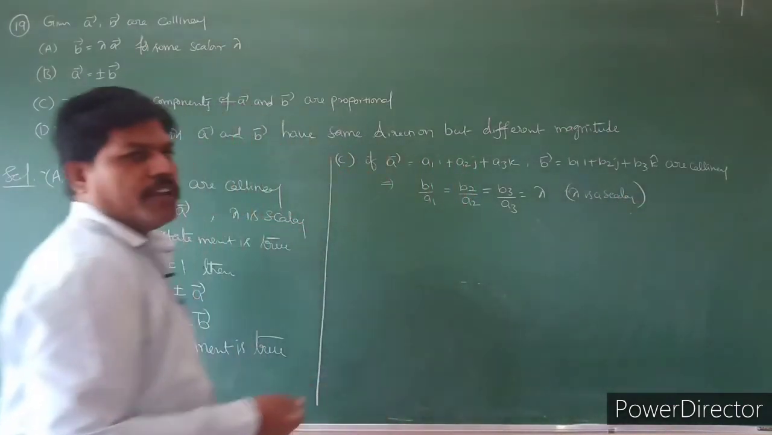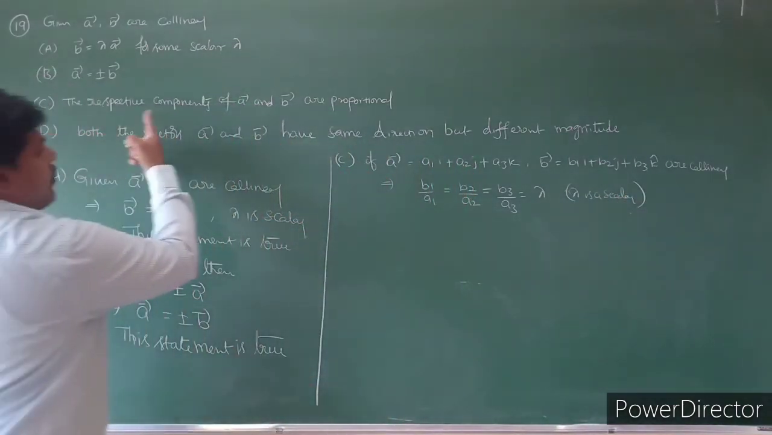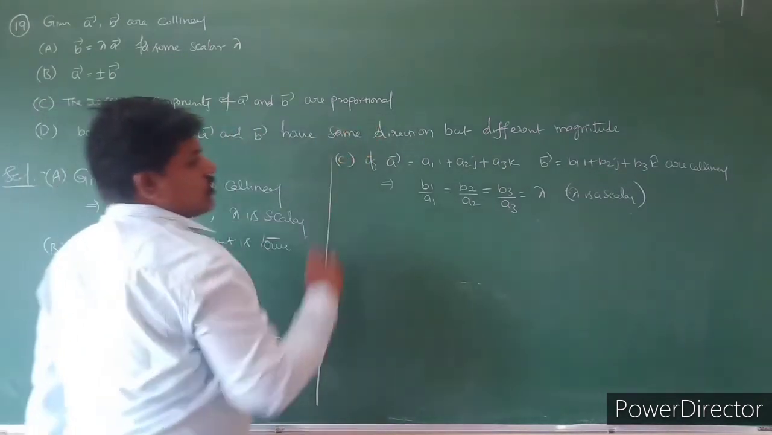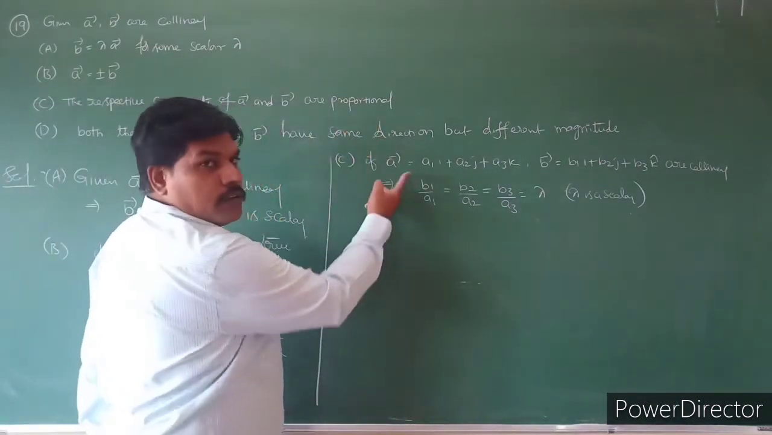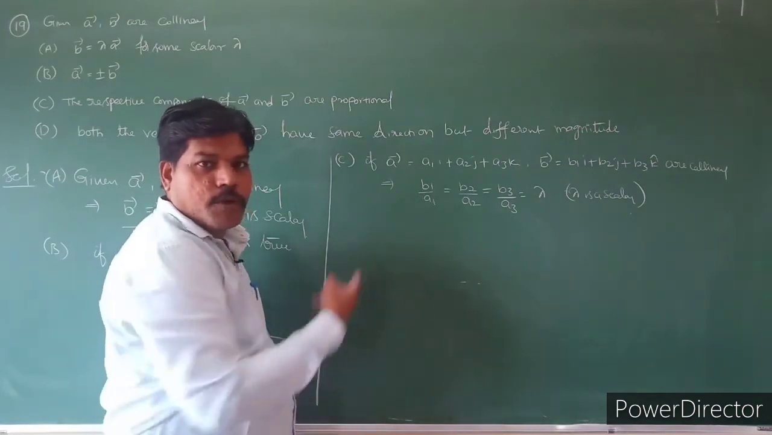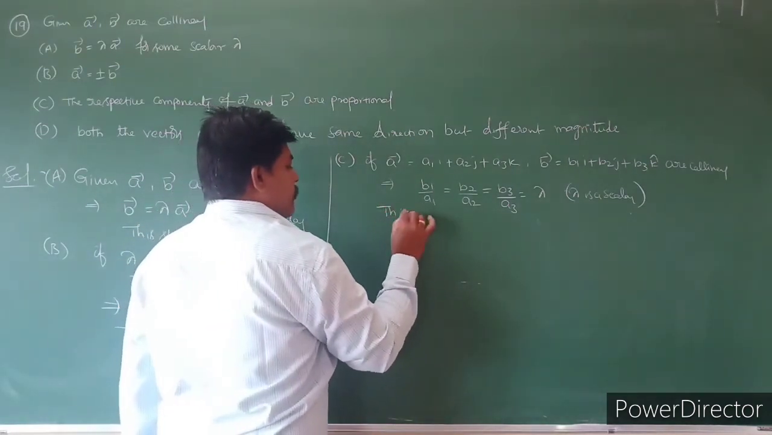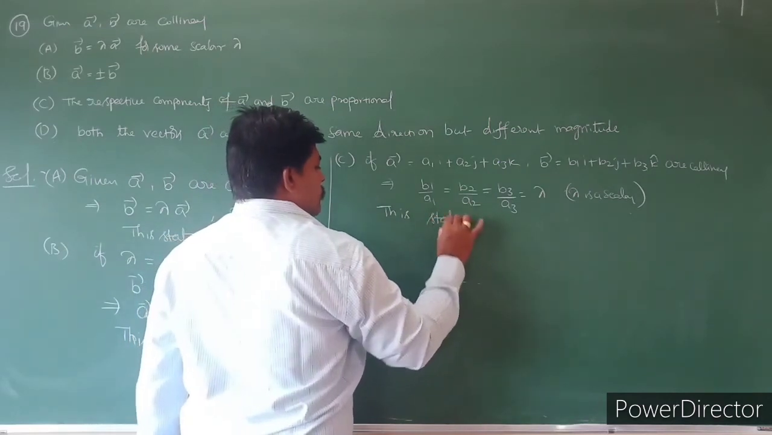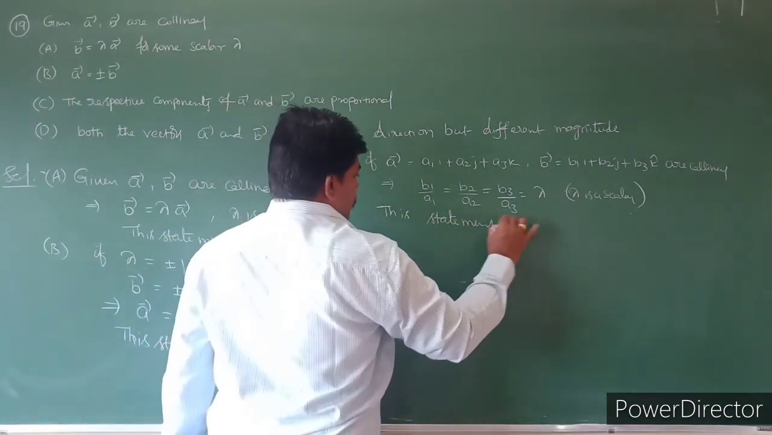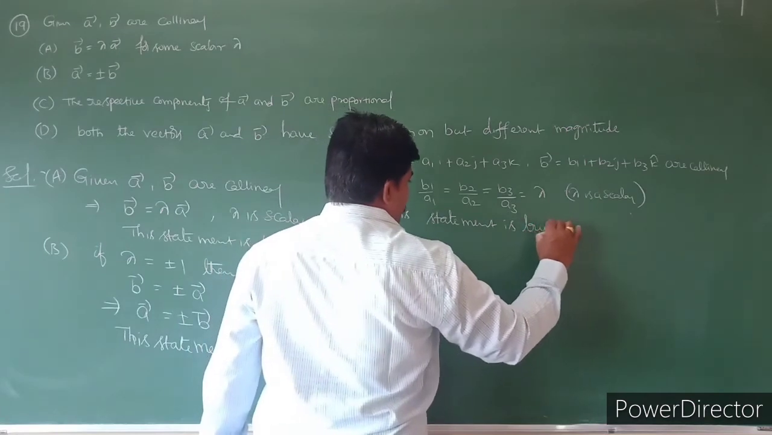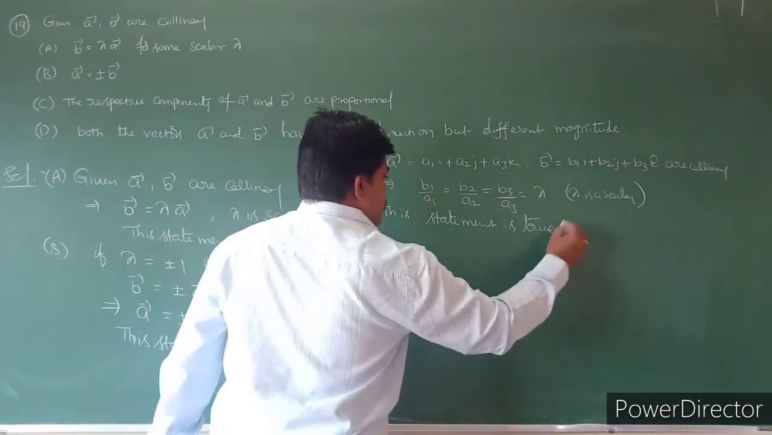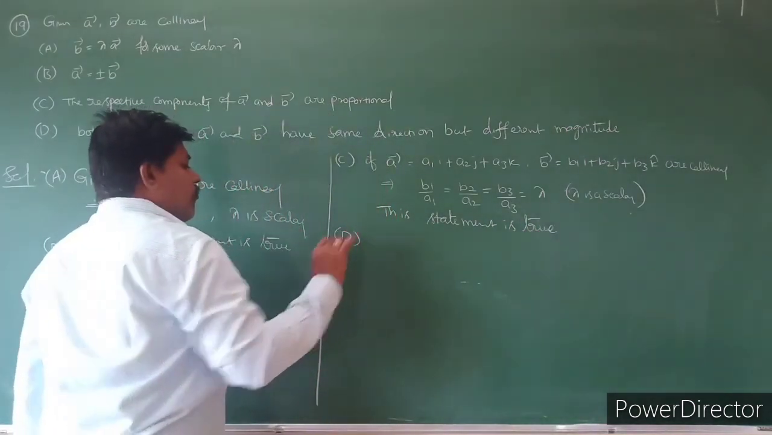That is nothing but, the meaning is that the respective components of a and b are proportional. The respective components of a and b are proportional, yes or no? So this is also true. This statement is true. So see the fourth one.